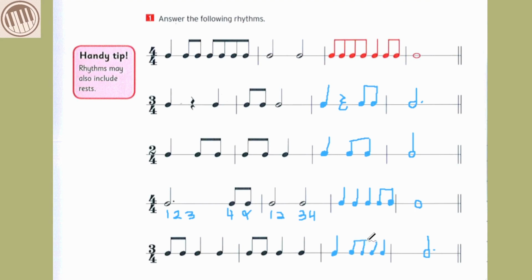So I want to add something like this. But keep it simple and something that you can clap. Okay, so here's my rhythm. Ta ti-ti ti-ti ta. So I think I'm done with that, and let's move on to the next lesson.